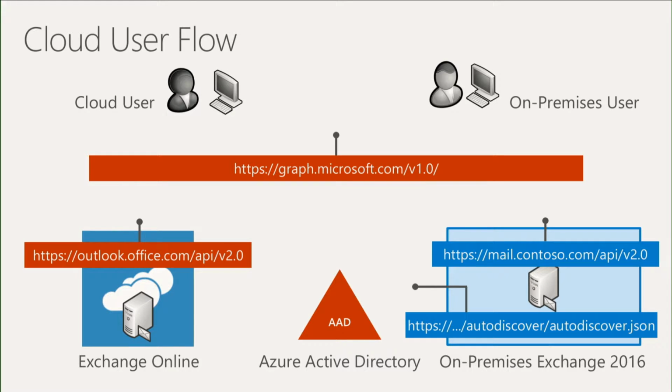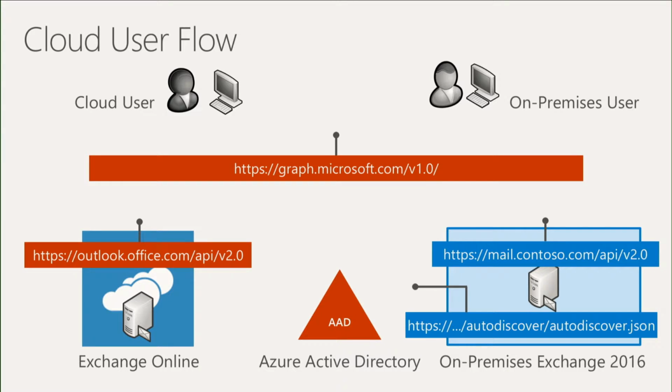In the middle is Azure Active Directory, because this is the one that has the directory and knows which user is on-prem versus cloud. And then the on-premises server is to the right. It has two endpoints, and we'll talk about them. One is a REST endpoint we've just added to Exchange 2016, and a new auto-discover JSON endpoint, and we'll talk a little bit more about that as well.